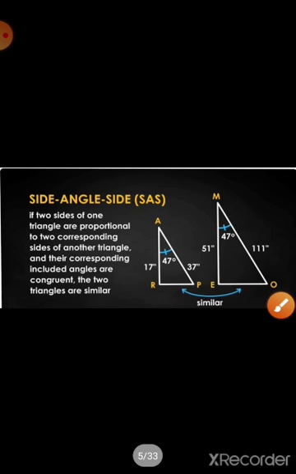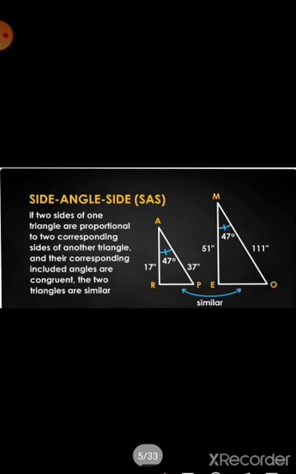Next similarity is side angle side similarity. In a triangle, if the ratios of two corresponding sides are equal and the included angle is equal, then we will say that those two triangles are similar under side angle side similarity.